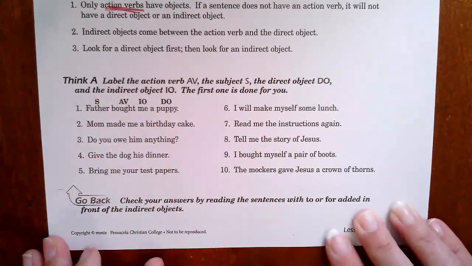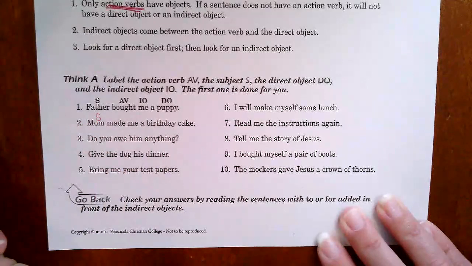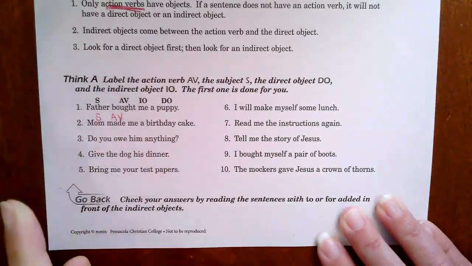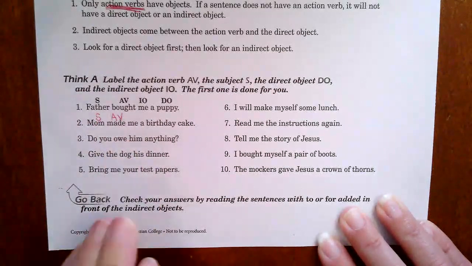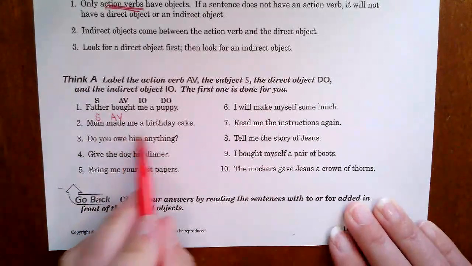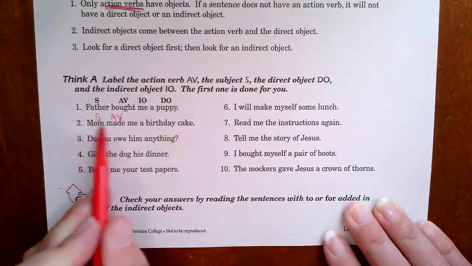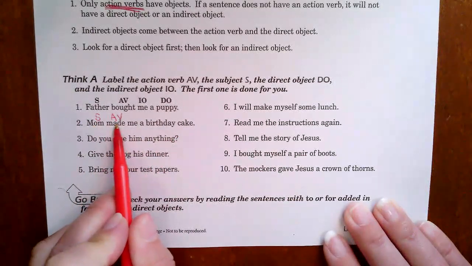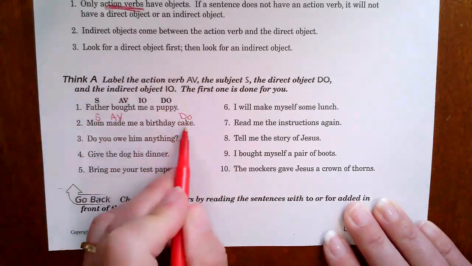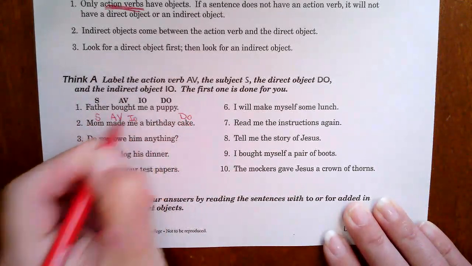Number 2. Mom made me a birthday cake. Subject is mom. Well, what is our action verb here? Mom made. Now I would suggest after you find your action verb, that's a great time to always stop and see if you have any prepositional phrases. No prepositions in this sentence, so we don't have a prepositional phrase. So mom made what? Mom made a cake, so that's my direct object. Mom made a cake for whom? She made it for me, so that's our indirect object.